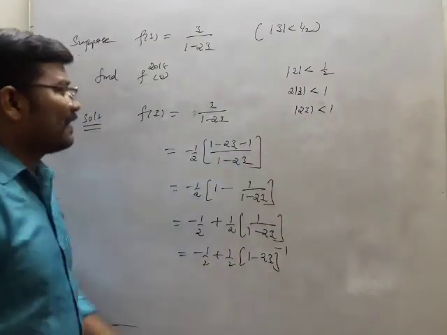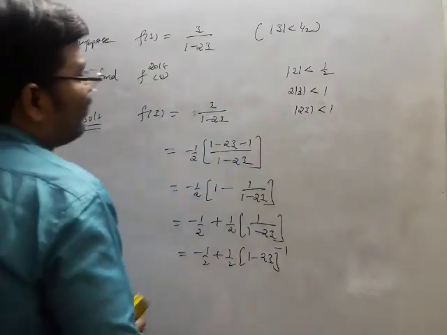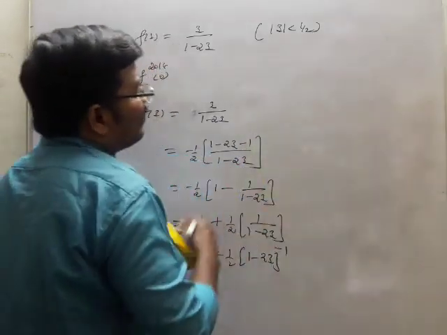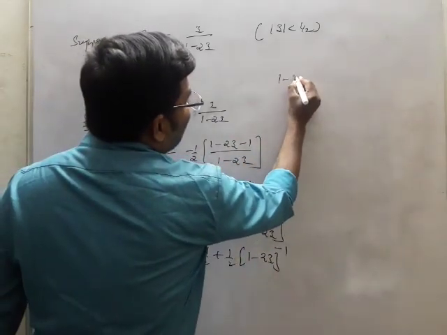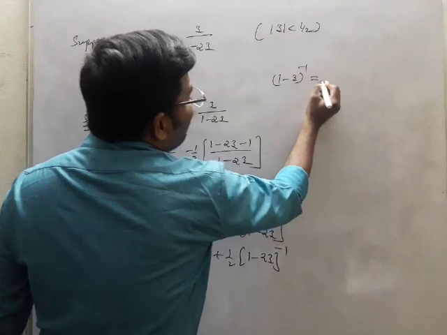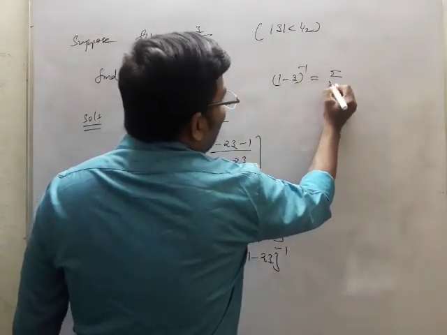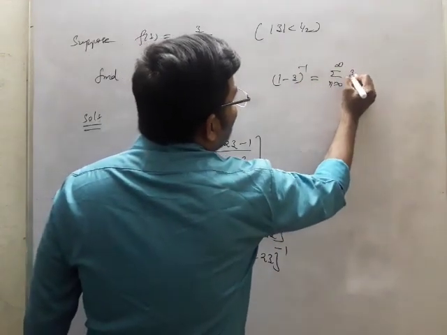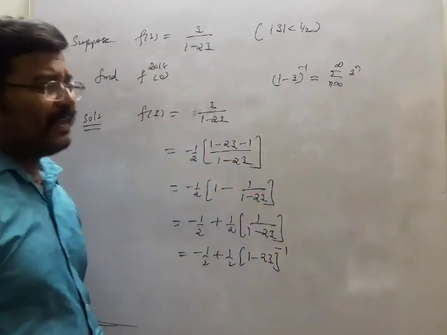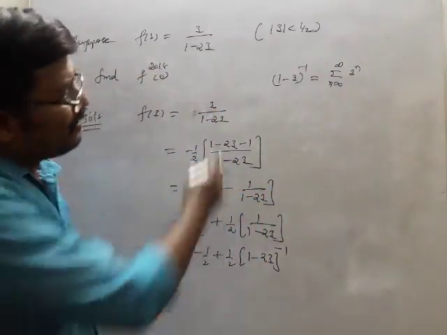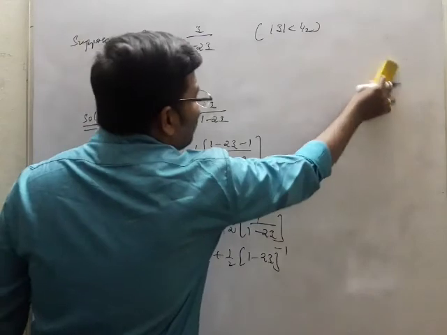So I may expand this one. Already we know that if you expand (1 minus z) whole power minus 1, it is nothing but summation n equal to 0 to infinity of z power n by n factorial. n factorial is nothing but 1, so you will get the same thing. That is the formula we have.